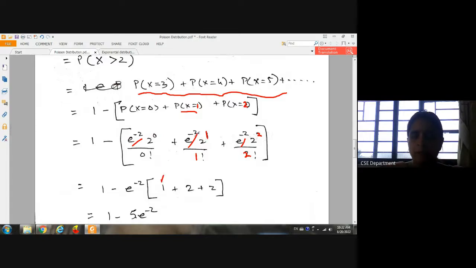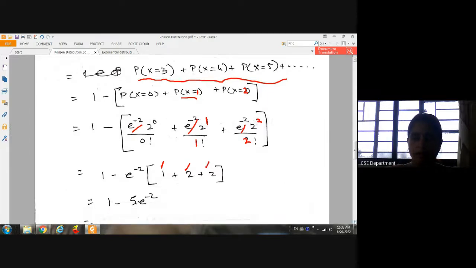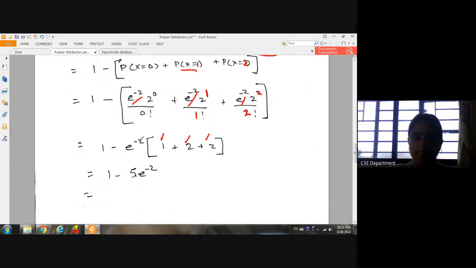Here e power minus 2 we have taken common. 2 power 1, that is 2, by factorial 1, that is 1. So 2 by 1, that is you got 2. Next, e power minus 2 we have taken common. 2 power 2 by factorial 2. 2 power 2 is 4, factorial 2 is 2, cancel, again you get 2. So this total is 5. So 1 minus 5 into e power minus 2.